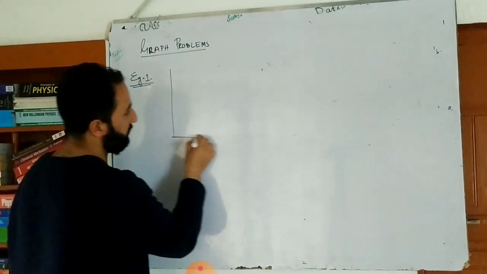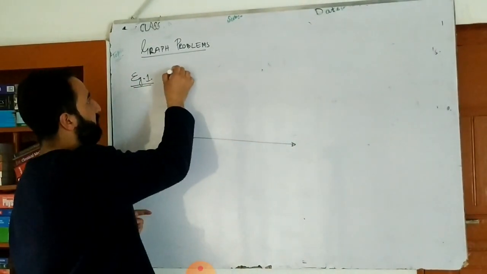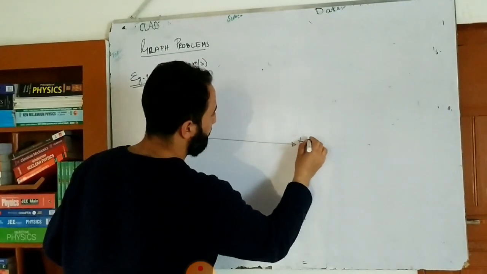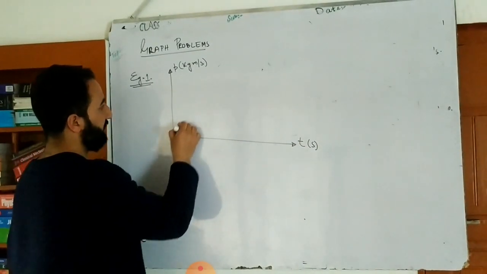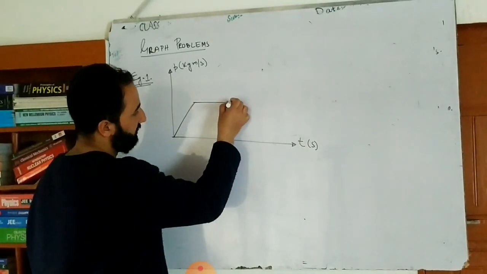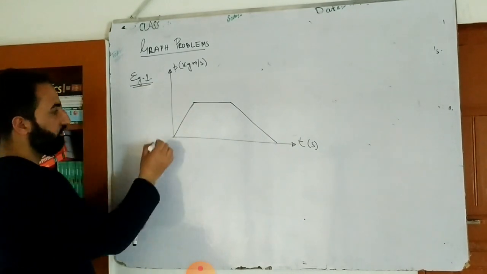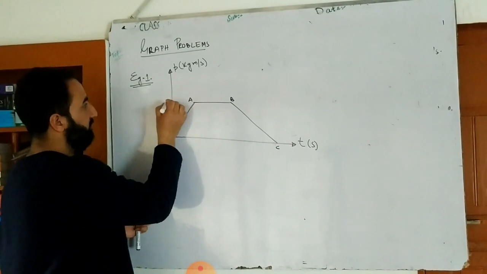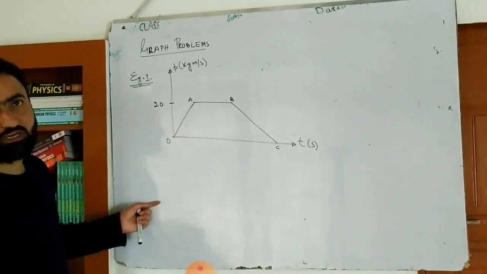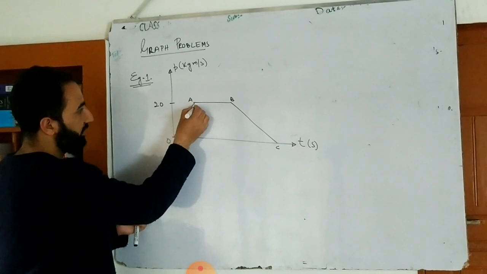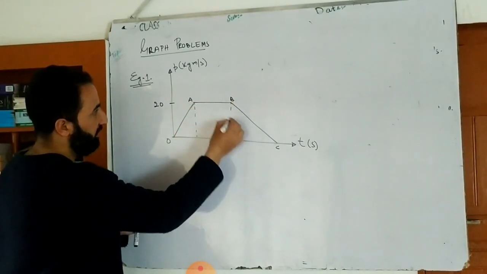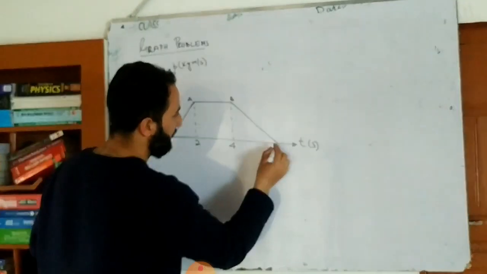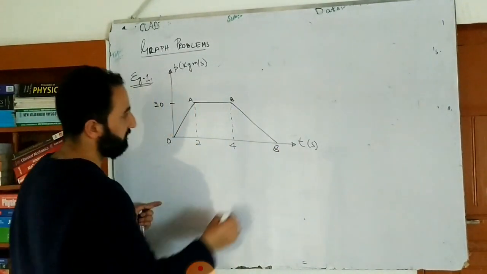For example, a P versus T curve is given to us. Here is P, given in kilogram meter per second, and here is time T in seconds. Suppose the graph is like this. Here is point O, this is A, this is B, and this is C. It is given that this here is 20 kilogram meter per second, the momentum. Suppose it is given that this is 2 seconds, this is 4 seconds, and this is 8 seconds.